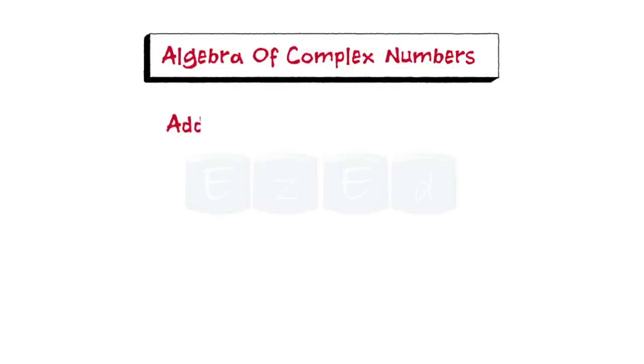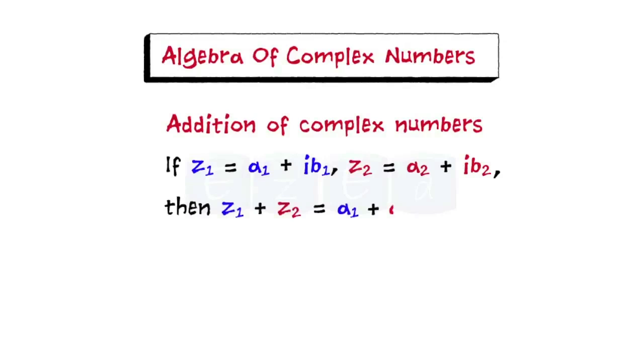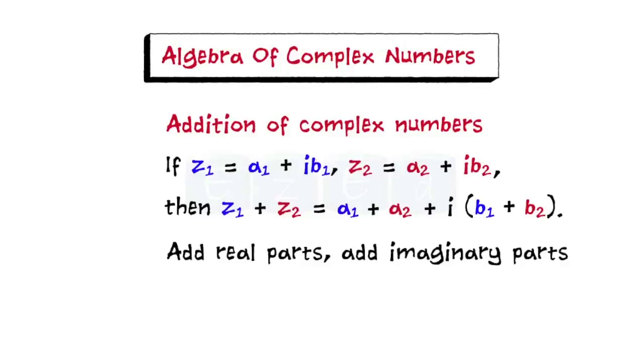Next, we move on to the algebra of complex numbers. We start with the addition of complex numbers. If Z1 equals A1 plus IB1, Z2 equals A2 plus IB2, then Z1 plus Z2 equals A1 plus A2 plus I times B1 plus B2. It basically says add real parts, add imaginary parts.